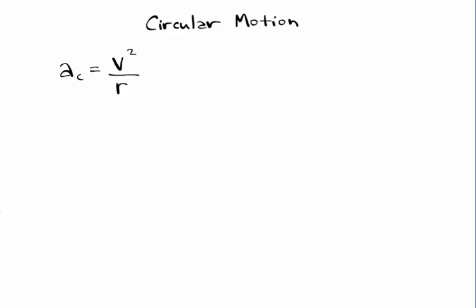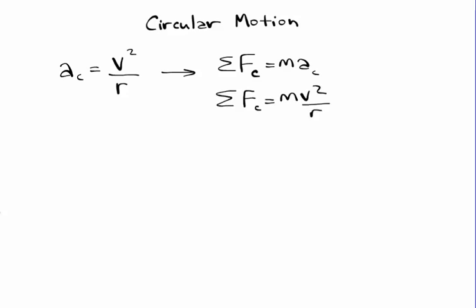Now, if I take that and use F equals ma on it, that means that the centripetal force equals the mass times the centripetal acceleration. And since centripetal acceleration is v squared over r, we get this lovely equation: F_c equals m v squared over r.